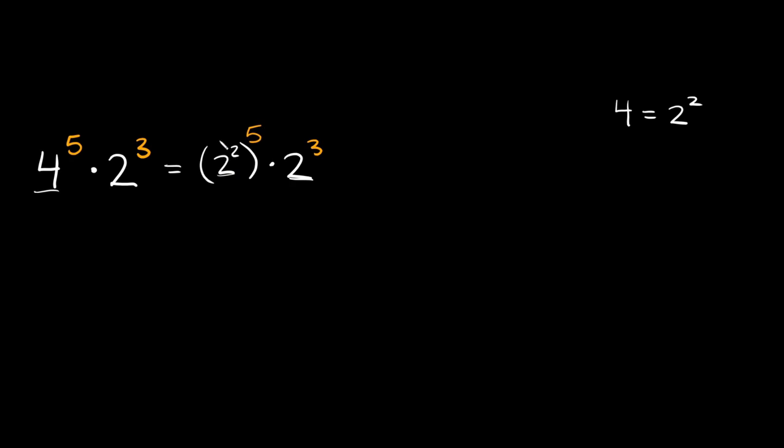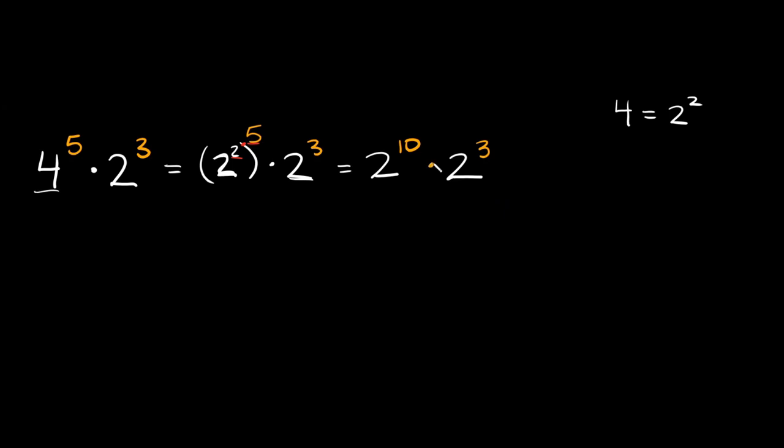So first of all, let's simplify this thing right here. So we have 2 squared raised to the 5th power, right? So how do you simplify a power raised to another power? Well, you just multiply those together, okay? So really, we're going to have 2 raised to the 10th power right here, because 2 times 5 is equal to 10. So let's rewrite this. And then we're still multiplying right there times 2 raised to the 3rd power.